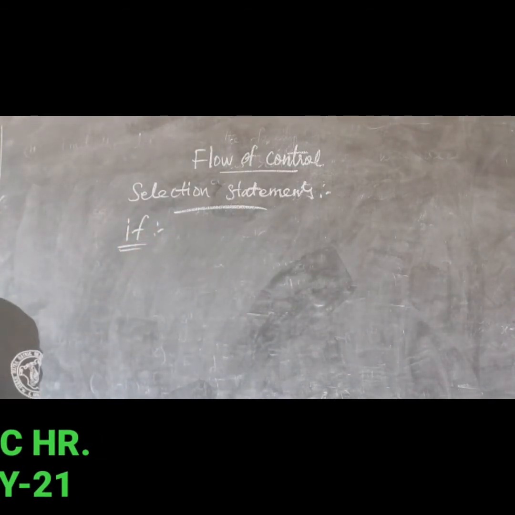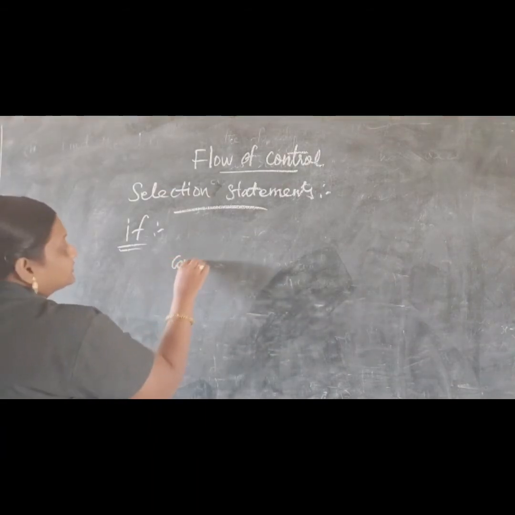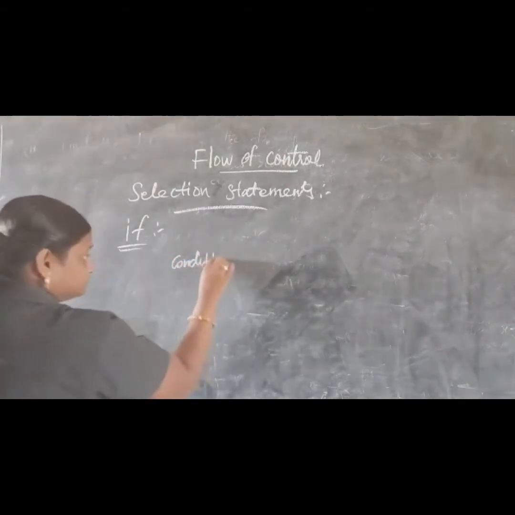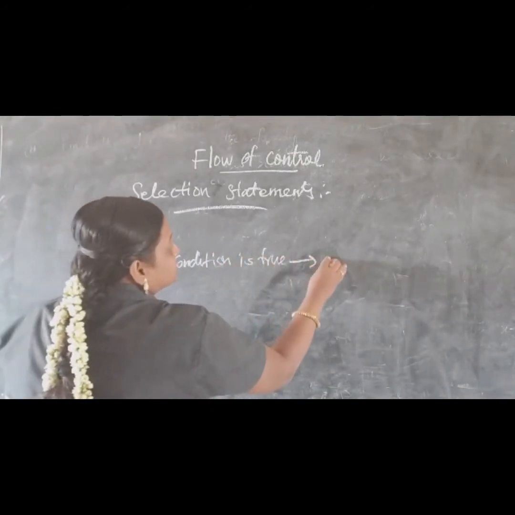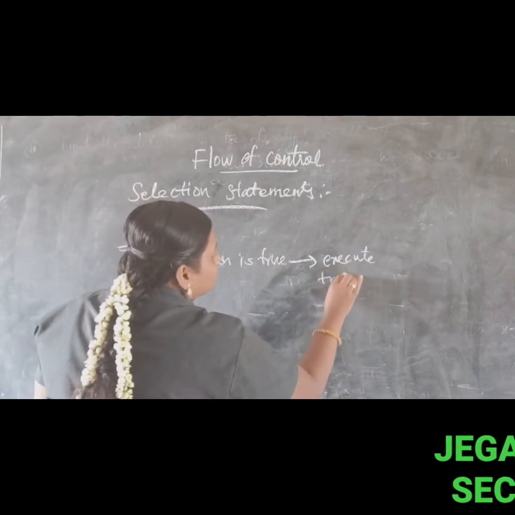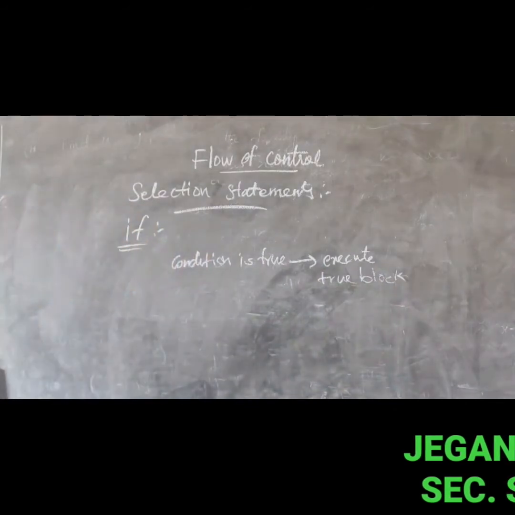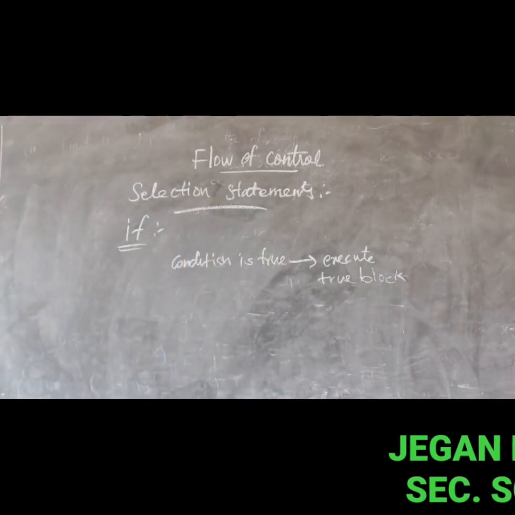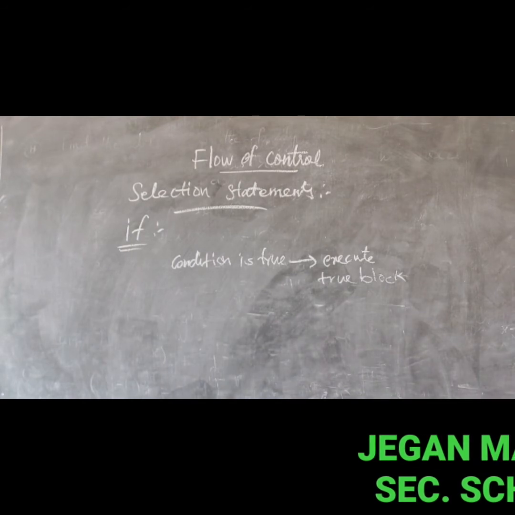The if statement evaluates the condition. If the condition is true, then the true block is executed. Otherwise it executes the false block. Here it skips the true block and proceeds with the next statement.